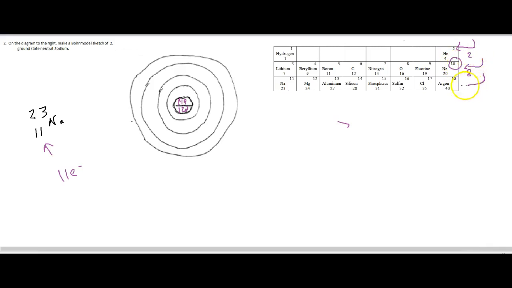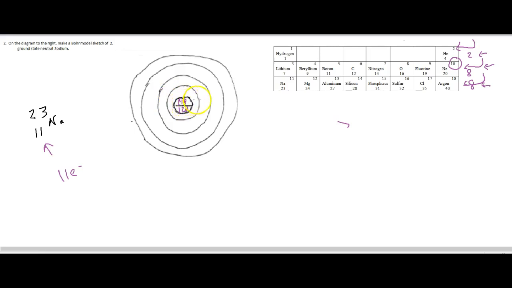And then I look at the next shell, 18. 10 plus what is 18? There must be 8 electrons in the next shell. So there are 2 in the first shell. I'm allowed to put 2 in the first shell, 8 in the second, 8 in the third. All right. So I go back over here.